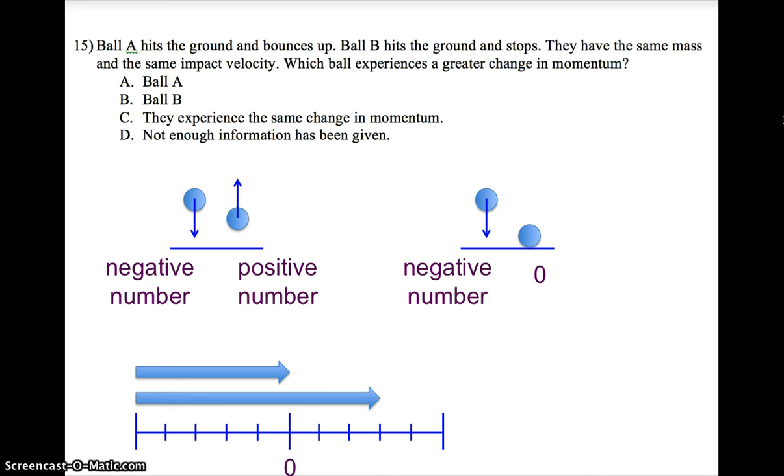And here's another way to think about it. Ball A comes to rest just like ball B. If that were the end of the story, they'd have the same change in momentum. But not only does ball A come to rest, but then it speeds up again. So its momentum changes doubly because it slows down just like ball B, and then it speeds up.